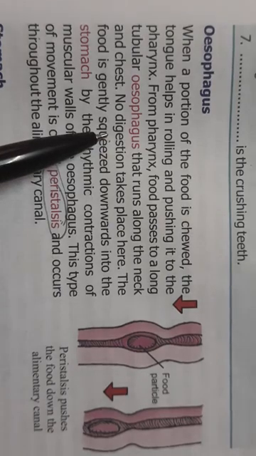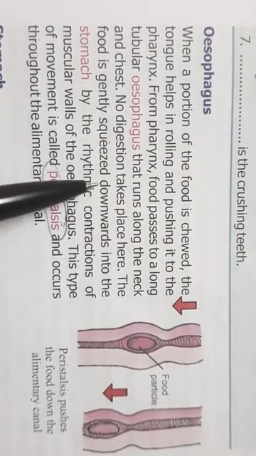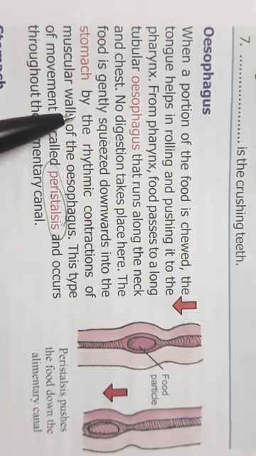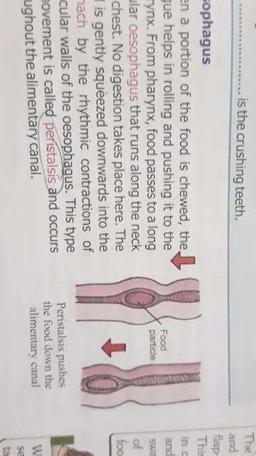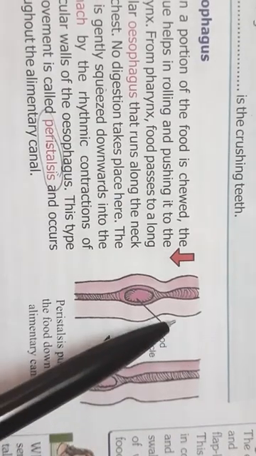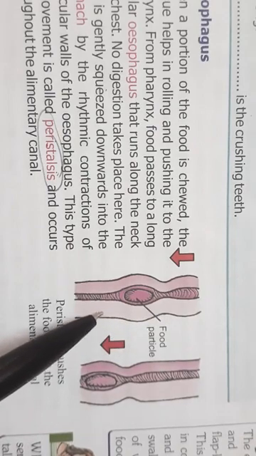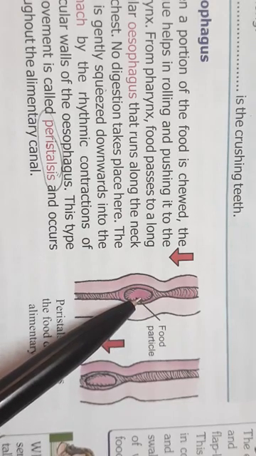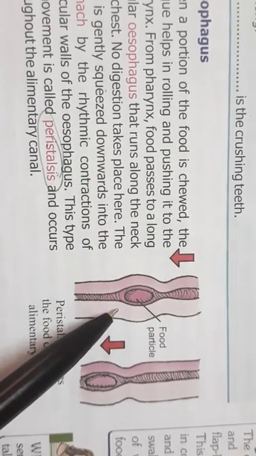What happens in the esophagus is that whatever food we have eaten goes to the mouth, and from the mouth, it is gently squeezed downwards into the stomach by the rhythmic contraction of the muscular walls of the esophagus. As you can see here in the figure, the esophagus is a muscular tube, and here you see the food particle. The food particle is pushed down into the stomach by the contraction of the muscular wall.